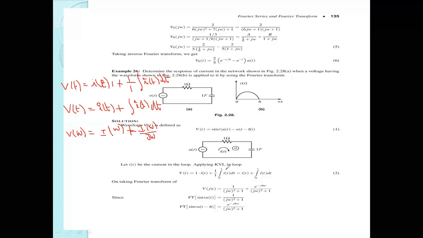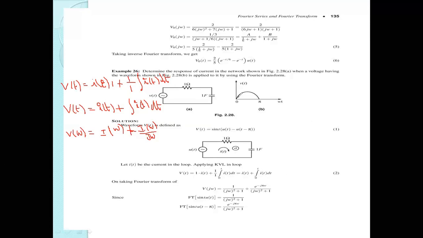I of t dt, that is equal to I of t and the integral 0 to t of I of t dt. Taking the Fourier transformation on both sides, the v of t becomes v of omega, and I of t is equal to, they wrote, I of j omega whole square plus 1, and the integral value, e power minus j omega pi into omega, and j omega whole square plus 1.